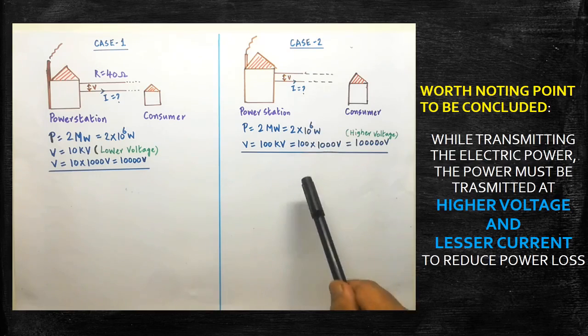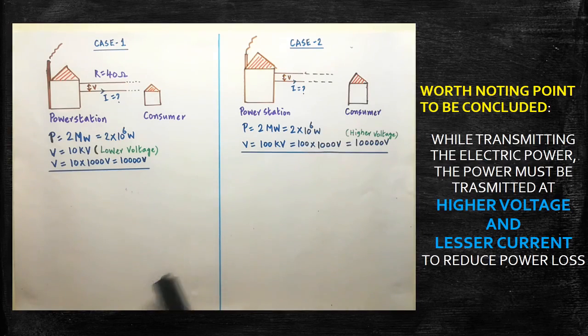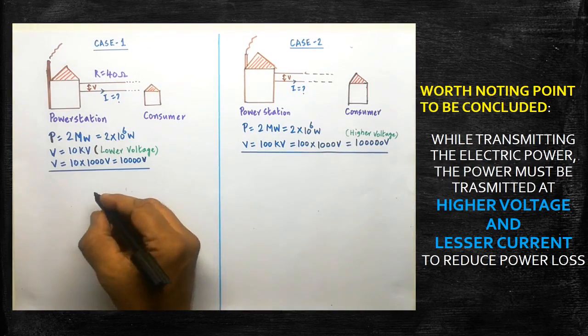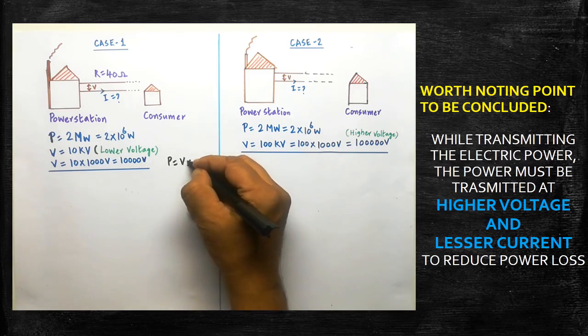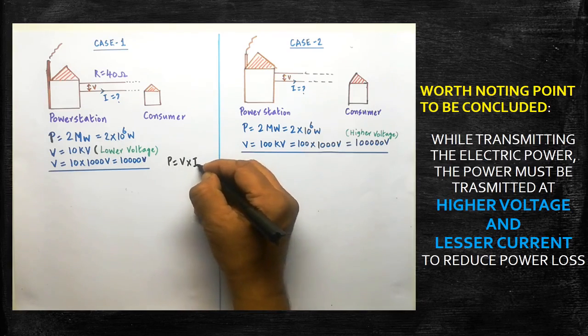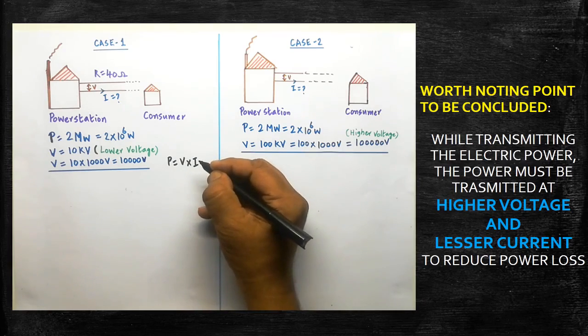In the next case the same procedure must be adopted. Finally we have to compare both the power losses and find out in which case the power loss is less. So let's start the problem now. First you have to calculate the current. Power is the product of voltage and current. That is a basic formula that you already learnt in the second lesson.